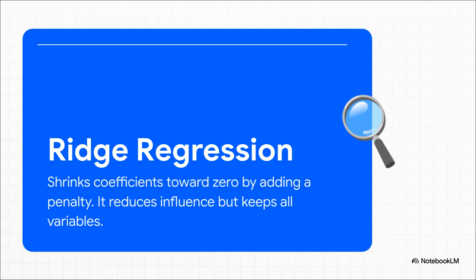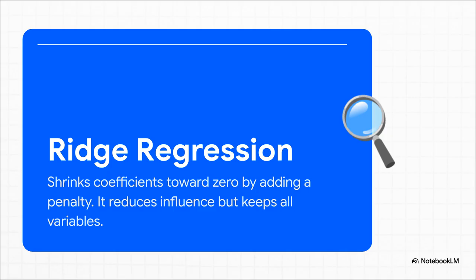Okay, imagine each of your inputs has a volume knob that controls how important it is. That's its coefficient. What ridge regression does is it turns down the volume on all of the knobs at the same time. It adds a penalty that shrinks them all towards zero, but, and this is key, it never turns any of them completely off.